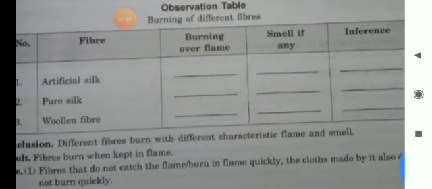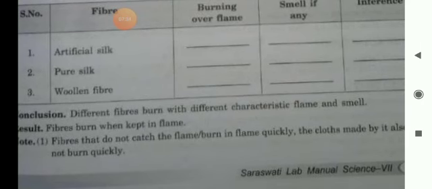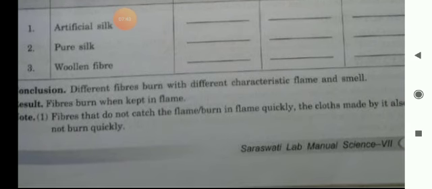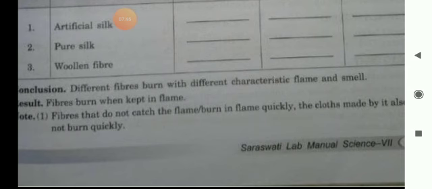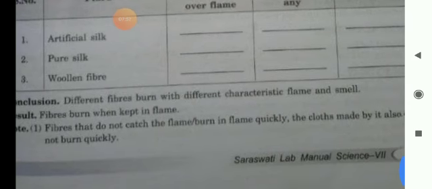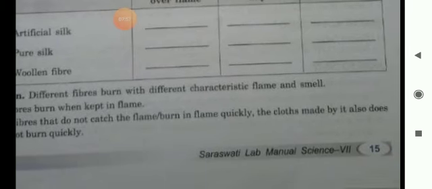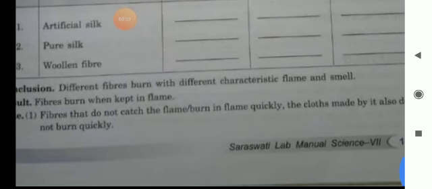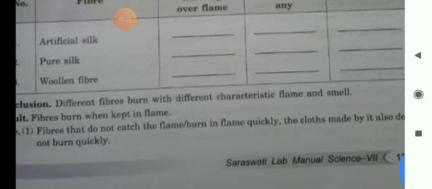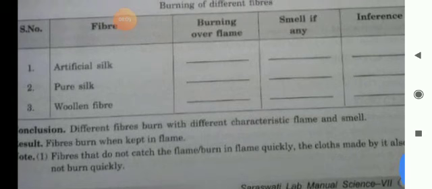It will take time to burn. So the conclusion: different fibers burn with different characteristics, flame and smell. And the result is fibers burn when kept in flame. All can burn, but some take time to burn. Fibers that do not catch the flame or burn quickly, the clothes made from them also do not burn quickly. For example, all the natural fibers, that means cotton, woolen fiber, will take time to burn.